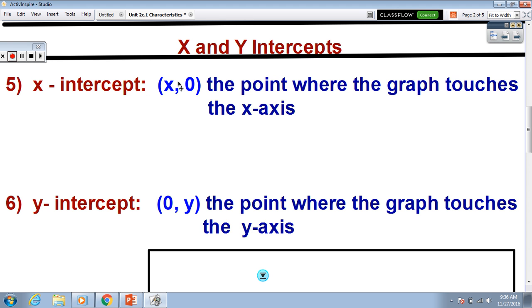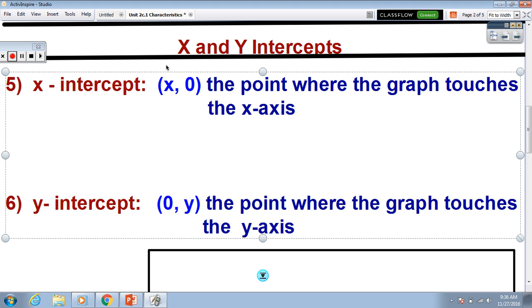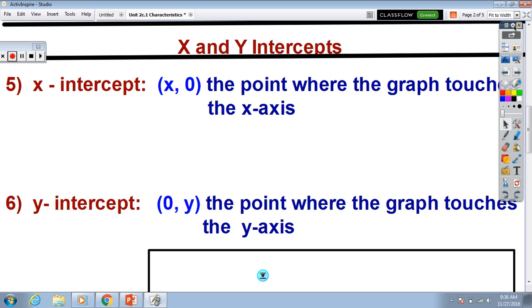So the x-intercept is a point that looks like this. Notice that I put the value x first. This is going to be a number when you actually write your x-intercept. So it will look something like this: (5, 0). So x will get the number since we're talking about an x-intercept. Okay, you have to pay attention to where the number is.